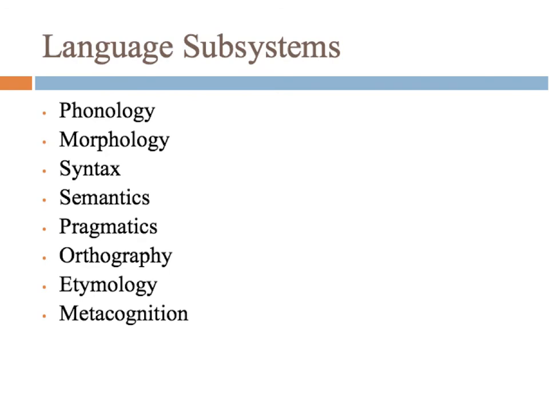So here's a list of those language subsystems. Again, you'll find a more detailed version of this list within the discussion post folder, but I want you to think about phonology, morphology, syntax, semantics, pragmatics, orthography, etymology, and metacognition. Think about which of these you were using and how you were using them as you made sense of that text you read.